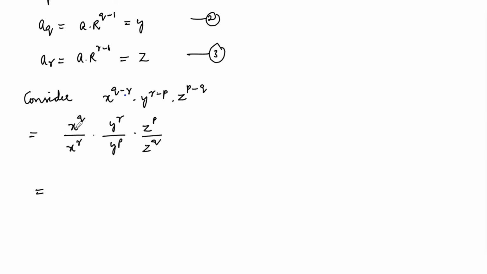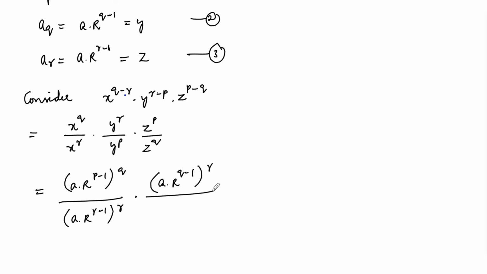So from 1, 2 and 3, x is nothing but a into r to the power p minus 1 whole power q, upon x, which is again a into r to the power r minus 1 whole to the power r, into y, which is a into r to the power q minus 1 whole to the power r, divided by a into r to the power q minus 1 whole to the power p, into z, which is a into r to the power r minus 1 whole power p, divided by a into r to the power r minus 1 whole to the power, again we can write, q.